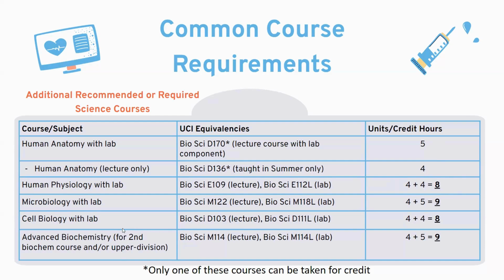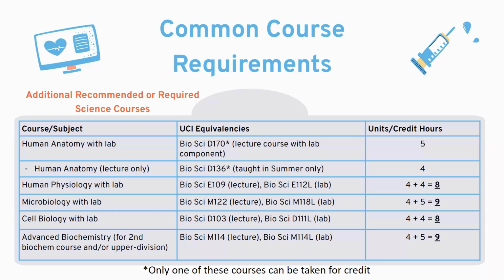Next, we have the microbiology class with lab. M122 is the microbiology lecture. M118L is the lab. Again, these courses can be taken separately, so you don't have to worry about taking on that course load all at once. Do note also that the microbiology lecture M122 is 4 units and the lab is 5 units.